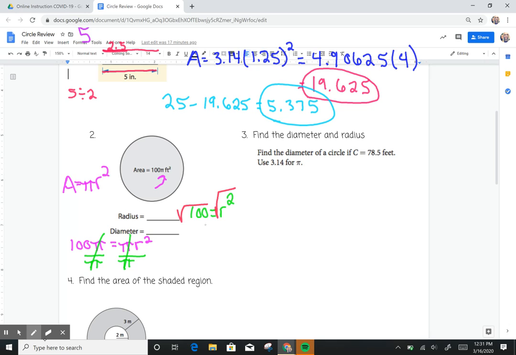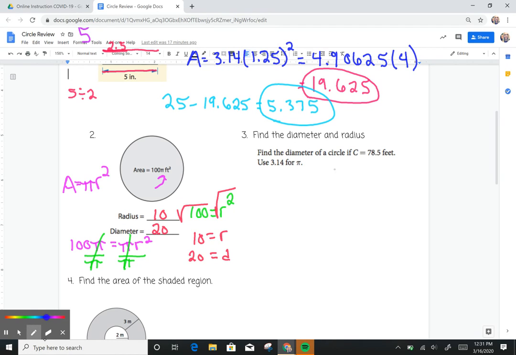So the square root of 100, that means what number can I multiply by itself to get 100, which we get 10. So my radius is 10. If I know the radius, I can just double it, and that will give me my diameter, which is 20. Okay, so I'm going to use that same method for number 3.